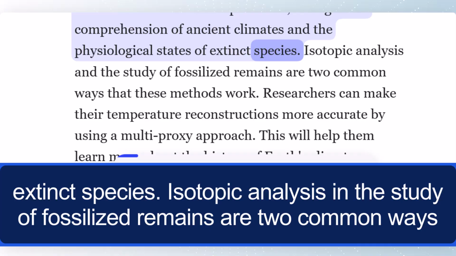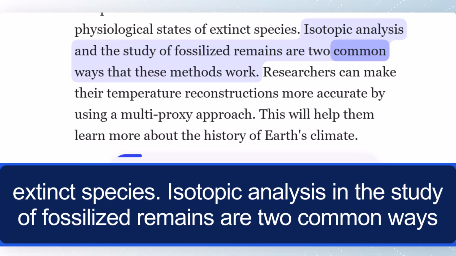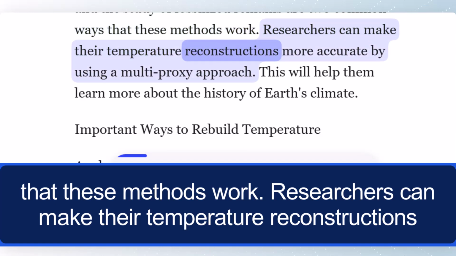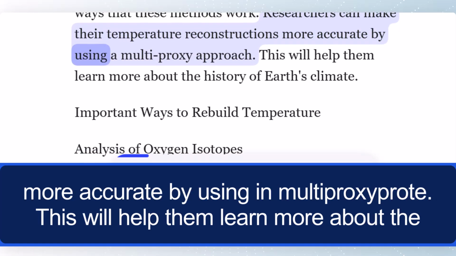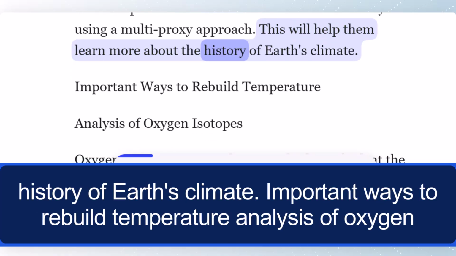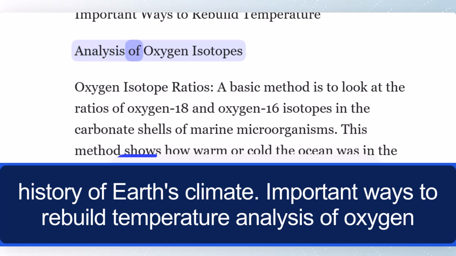extinct species. Isotopic analysis and the study of fossilized remains are two common ways that these methods work. Researchers can make their temperature reconstructions more accurate by using a multi-proxy approach. This will help them learn more about the history of Earth's climate.